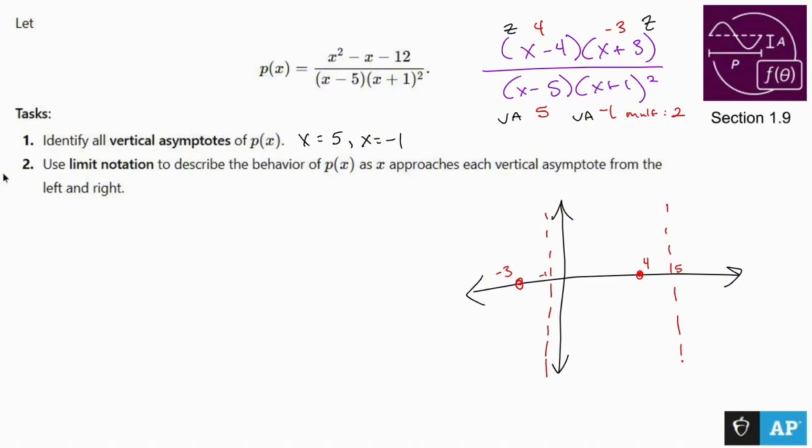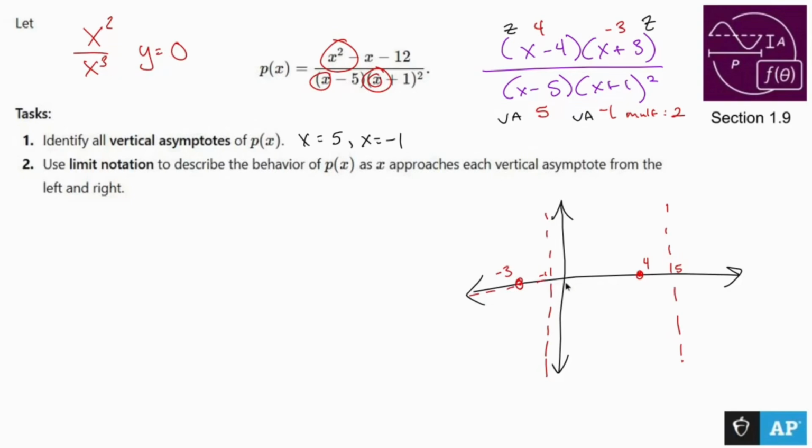And let's see what my end behavior is. I have an x squared in the numerator, and x times x times x, or x cubed, in the denominator. So this has a horizontal asymptote at 0.